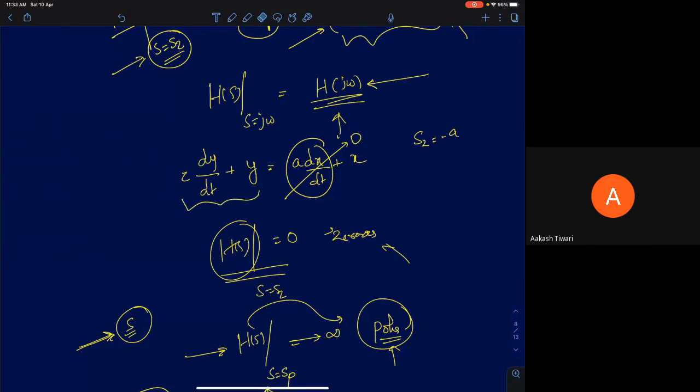Okay, so yes, I'm sorry, the 0 is not minus a. You take the Laplace transform here, you're going to get as plus 1. So your 0 will be minus 1 by a. Yes, the 0 will be minus 1 by a.